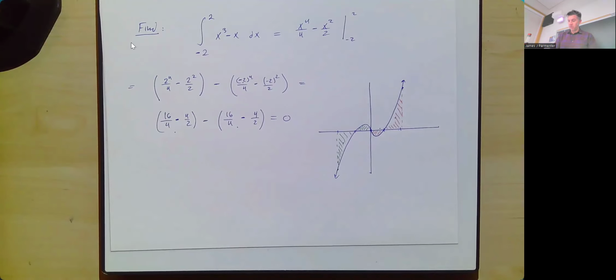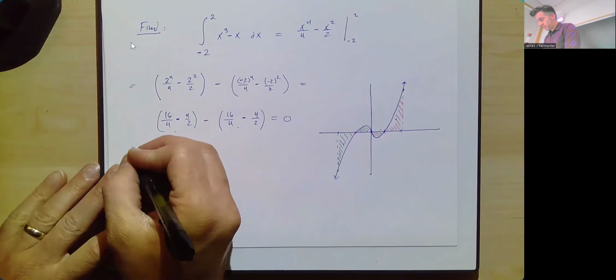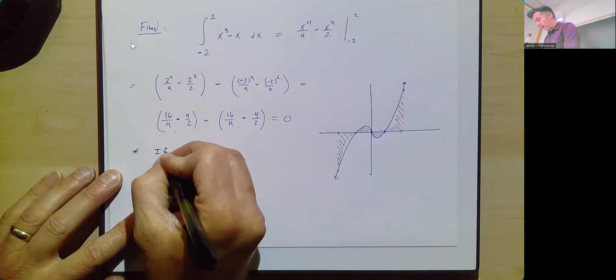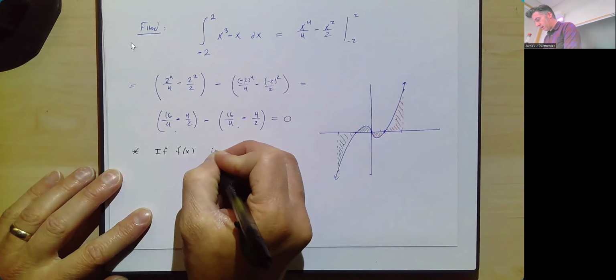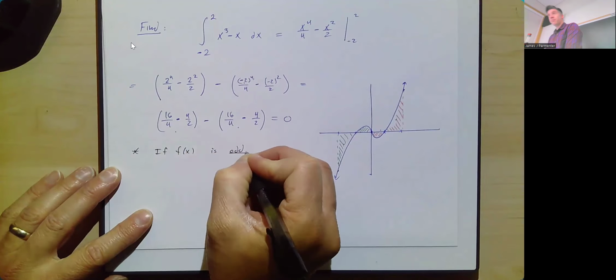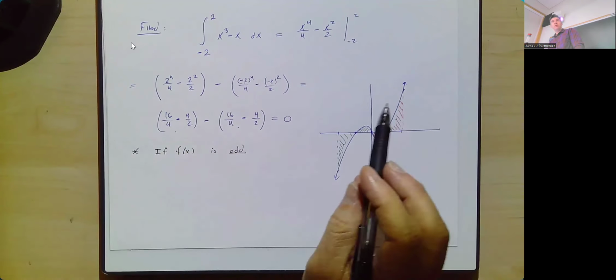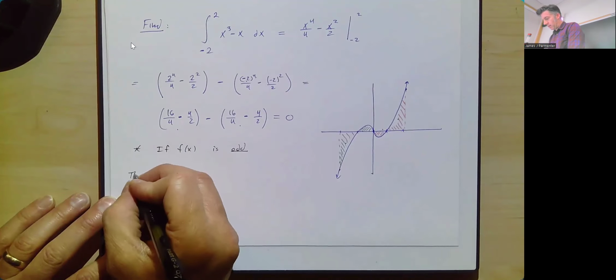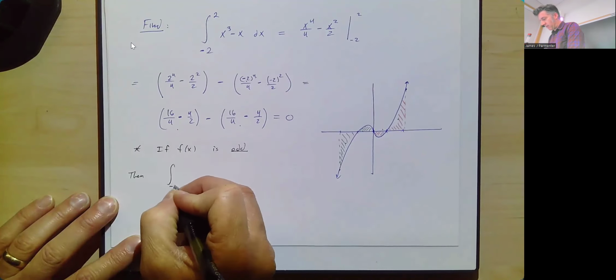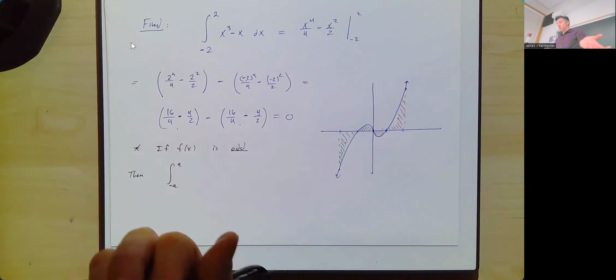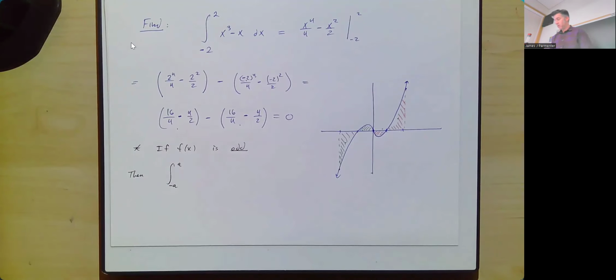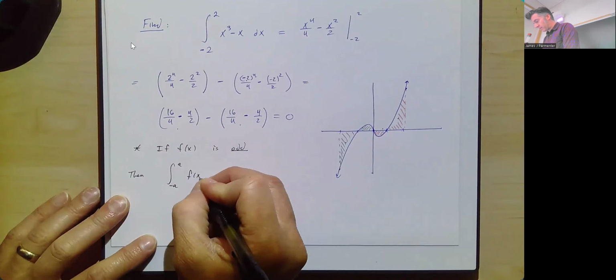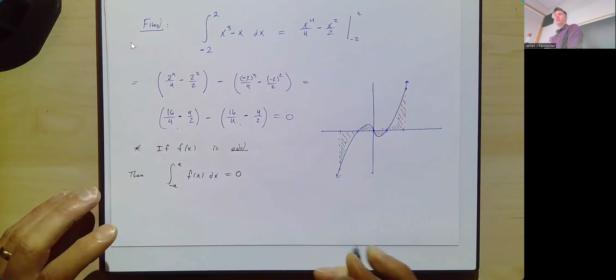So more generally, if f of x is odd, meaning you got this rotational symmetry, then the integral from negative a to a, whatever a is, it could be 2 or 5 or 1,000, of f of x is always going to equal 0.